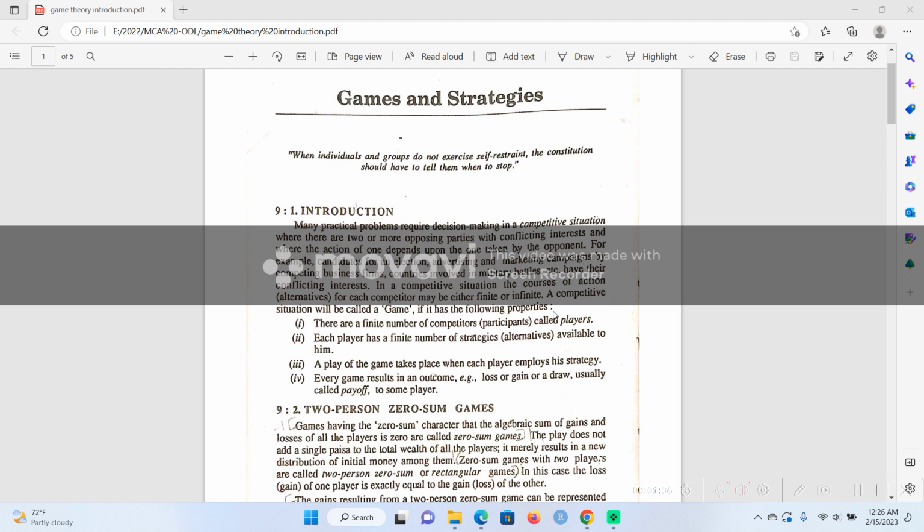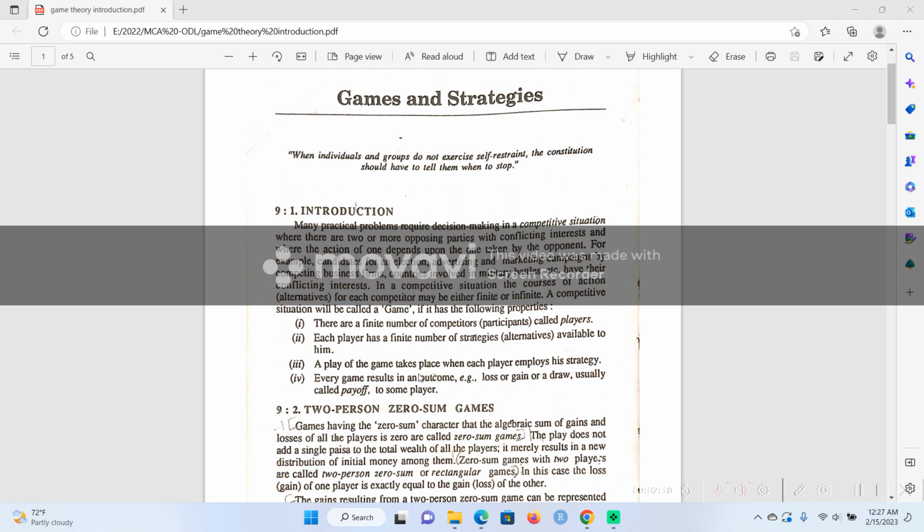So with this situation, we have to define what is meant by a game. A competitive situation will be called a game if it has the following properties. There are a finite number of competitors. So we have only a finite number of competitors, and that is our first property. Each player has a finite set of strategies, that is, alternatives available to him. With those strategies he is going to play.